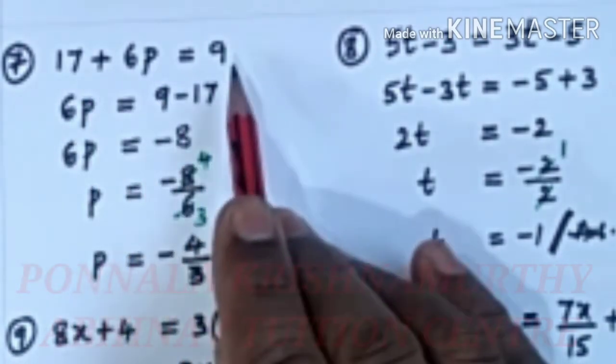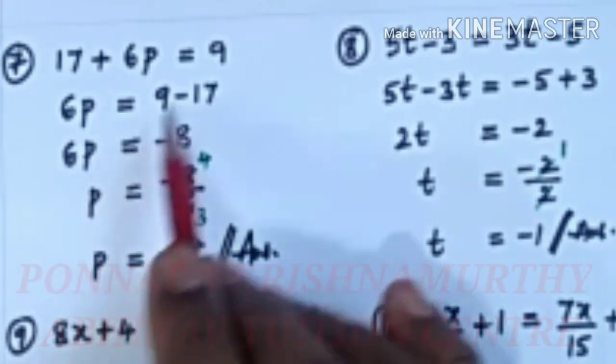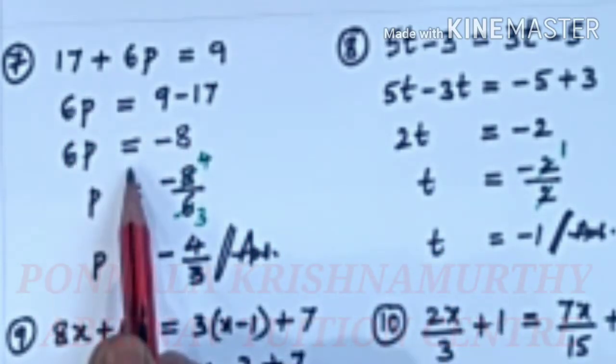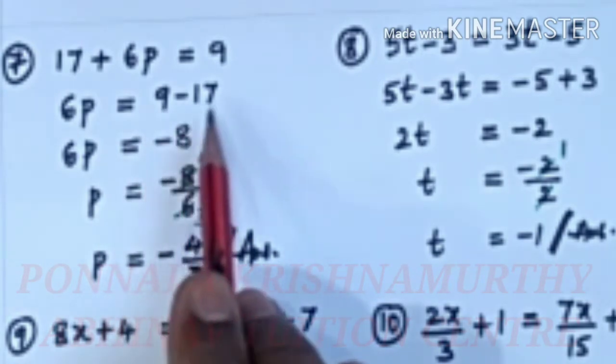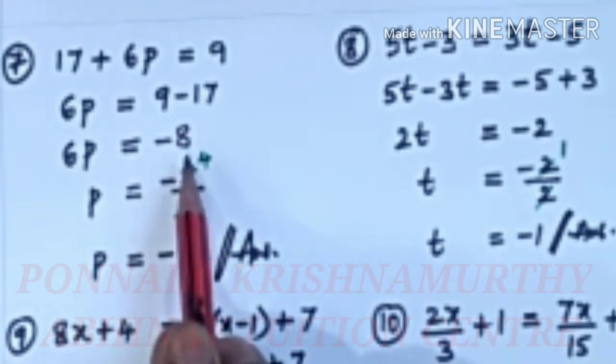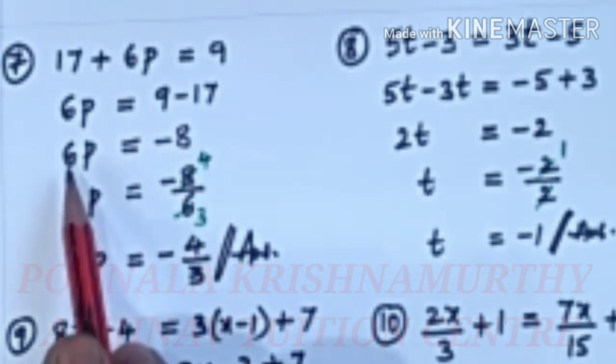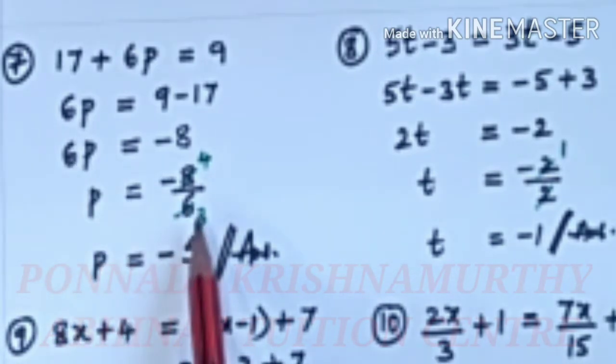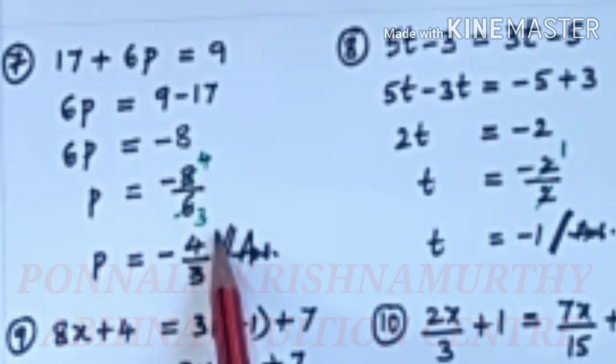17 plus 6p equal to 9. 6p is equal to 9 minus 17. 6p equal to different sign, subtraction, bigger number sign. So this is minus 8. p equal to minus 8 by 6. We have into here. So by 6. 2 4s are 8, 2 3s are 6. p equal to minus 4 by 3.